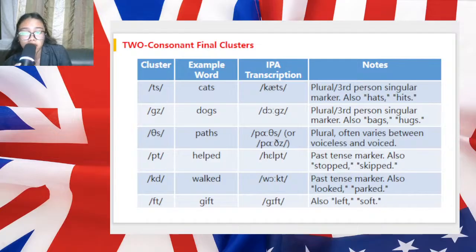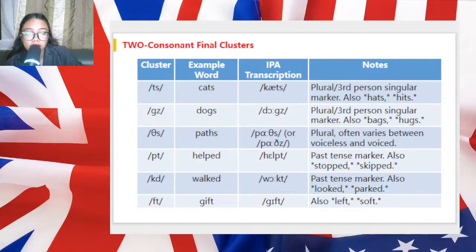Continuing with two consonant final clusters. First, we have TS cluster, as in the word cats. So this is a prime example of a plural marker or a third person singular verb ending. So when the preceding sound is voiceless, it's the T sound made with your tongue tapping behind your teeth, and then it's followed immediately by the S sound, as in cuts, for plurality. Both are unvoiced. You will hear this exact pattern in words like hats and hits.